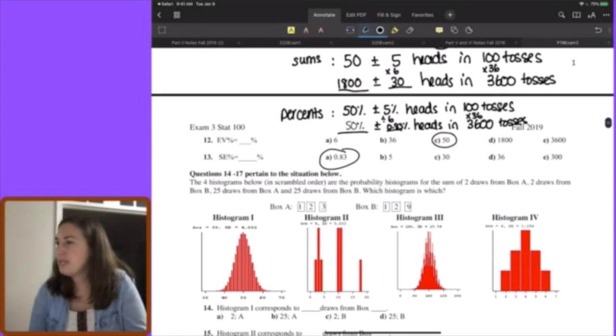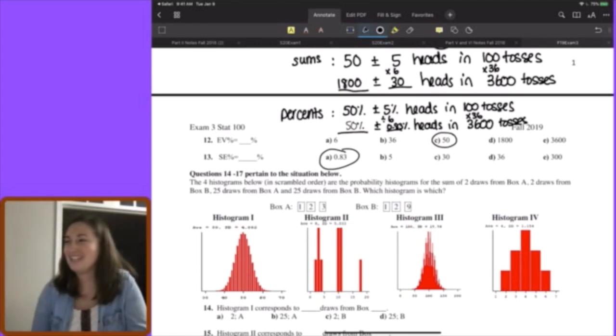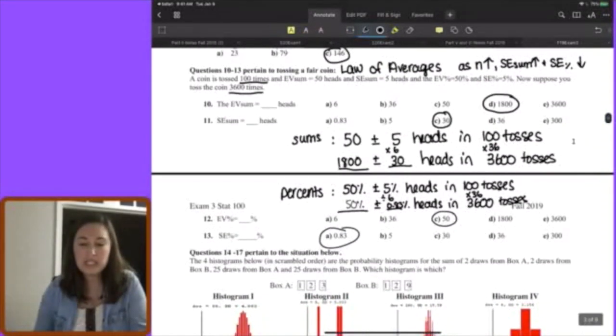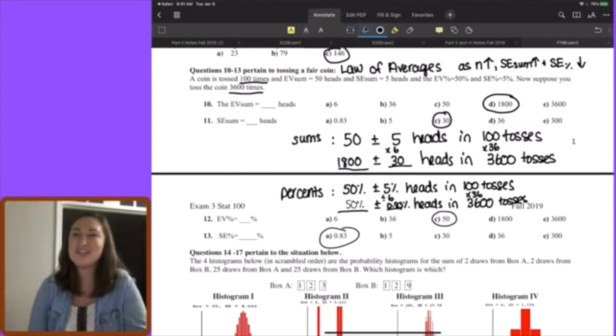Somebody asked, would we get a question with 60%? Oh, that's a good question. Not for a coin toss. I guess that would be an unfair coin, but I wouldn't do that to you guys. We've only done fair coins for the practice and the notebook. So the one on the test is going to be pretty similar to this.